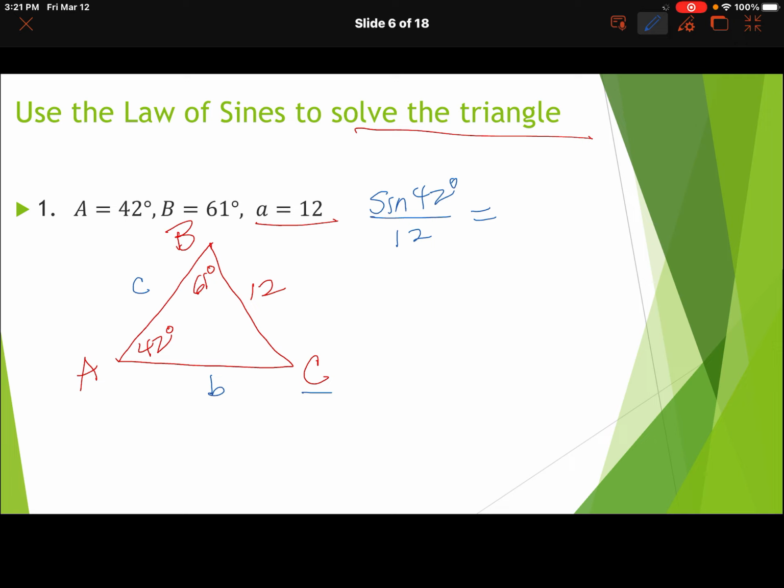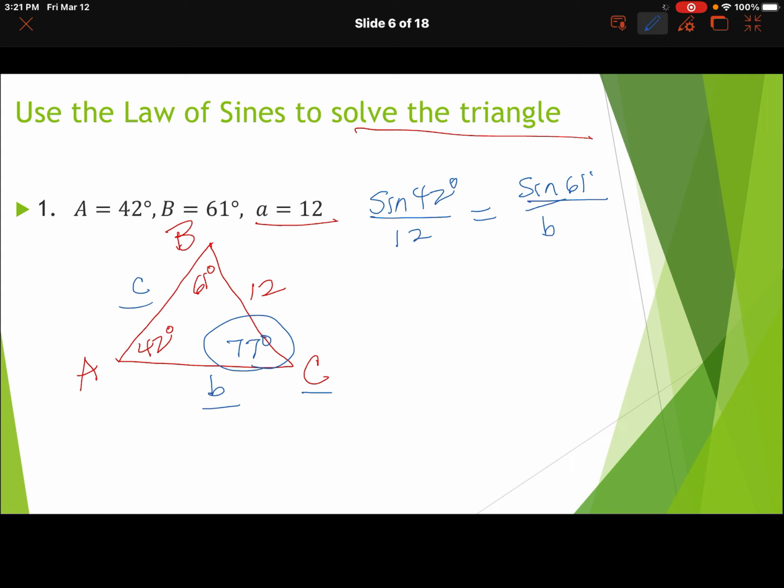So I add 42 and 61 together, minus that from 180, and I get 77. So there's one of my answers. So now I can do sine of 42 over 12 equals, and I can solve for either of these sides. It doesn't matter which one you do first. We'll do sine of B, which is 61, over little b. Now I can just cross multiply.